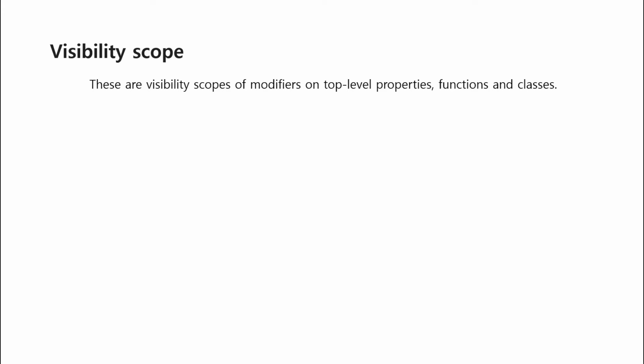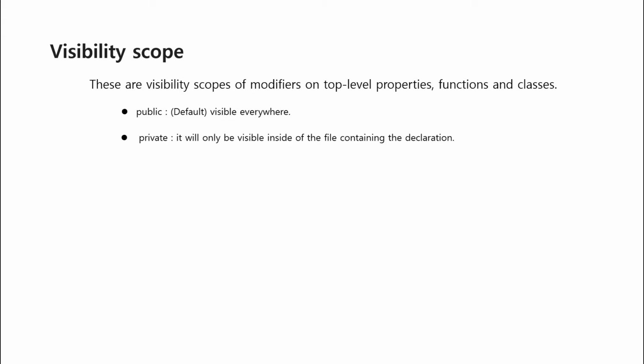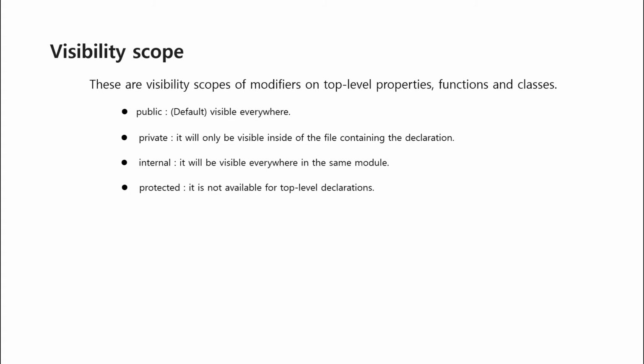Let's talk about the visibility scope. In terms of top-level properties, functions, and classes, we have the following scopes. The public is default and can be visible from everywhere. In case of the private, it can be accessed from only the same file. In case of the internal, only files in the same module can access. The protected modifier is not available for the top-level members.